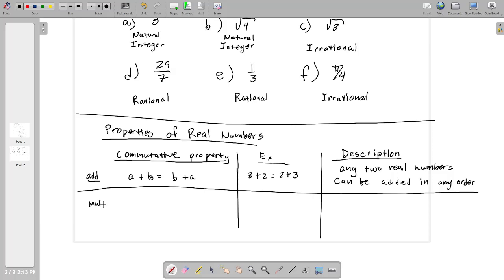We have our commutative property of multiplication. A times B is equal to B times A. It will look like this. 7 times 2 is equal to 2 times 7. Any two real numbers can be multiplied in any order.